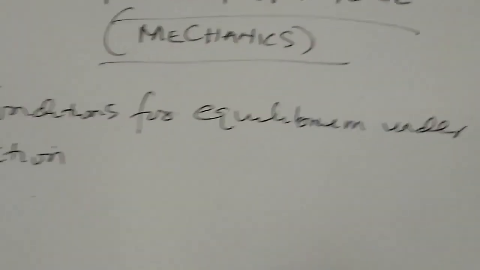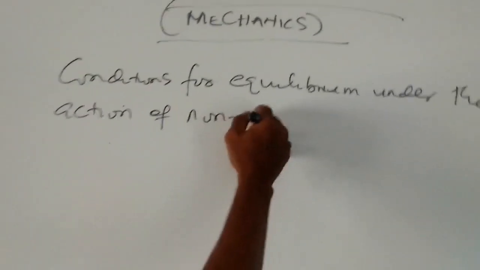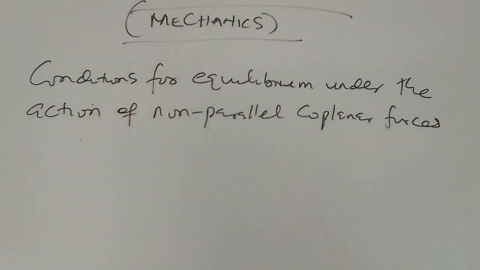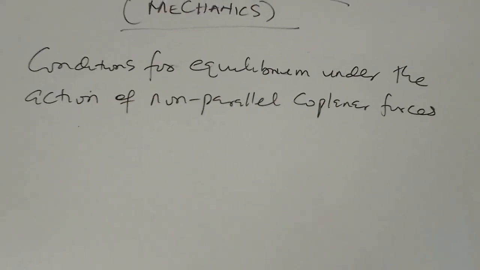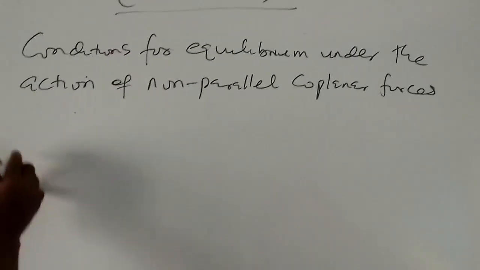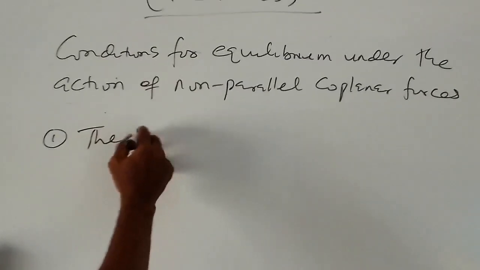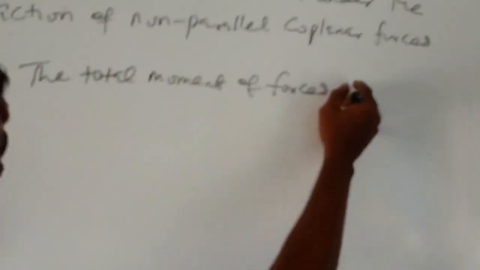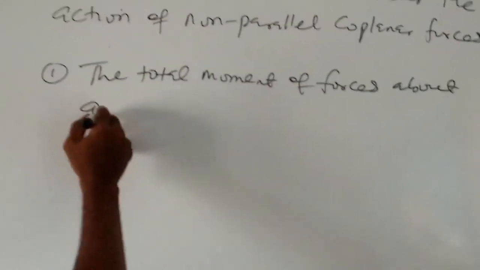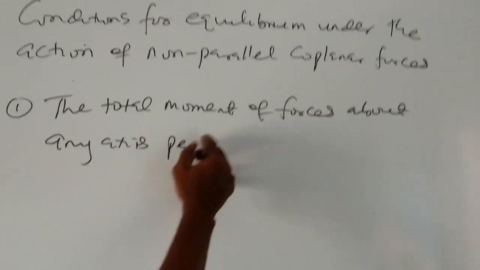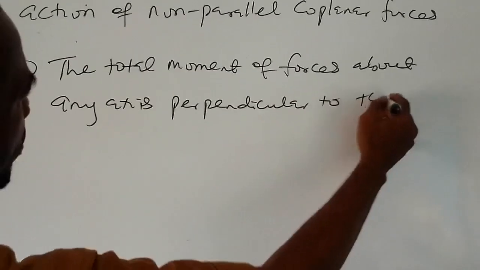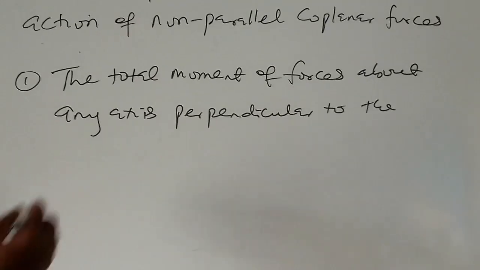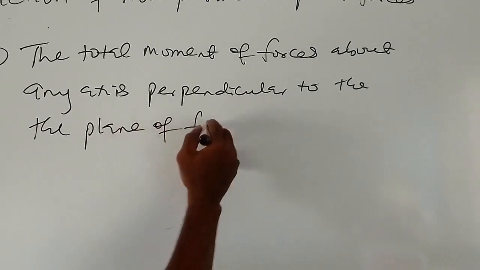So for a body to be at equilibrium under the action of non-parallel coplanar forces, there are two conditions for a body to be at equilibrium when it's acted upon by non-parallel forces, that is forces whose lines of action do not meet. The first is that the total moment of forces about any axis perpendicular to the plane of forces must be zero.